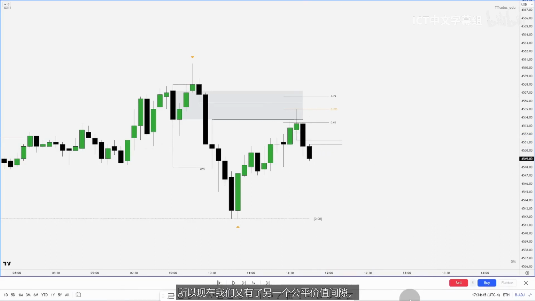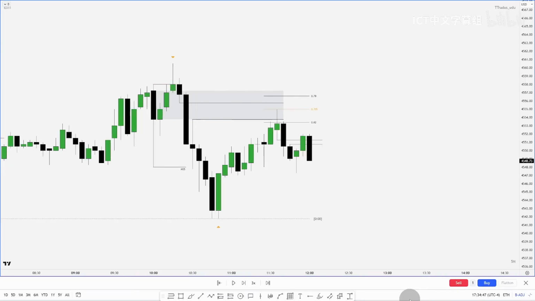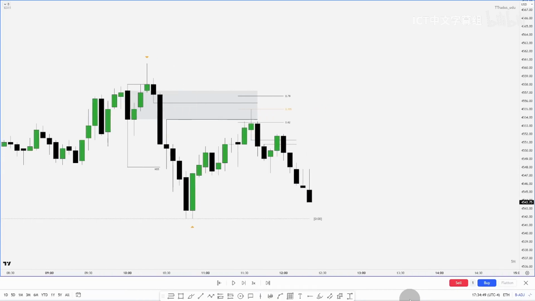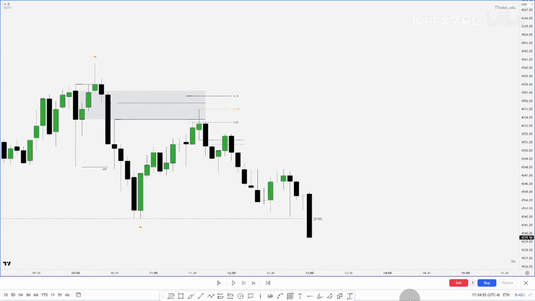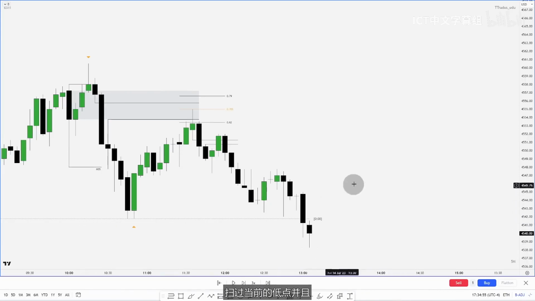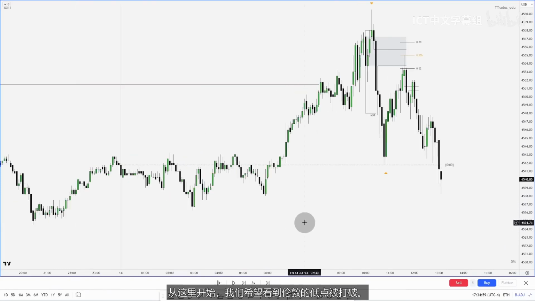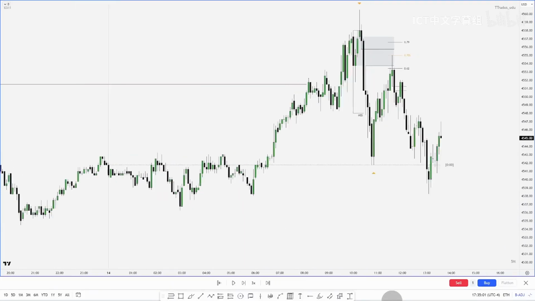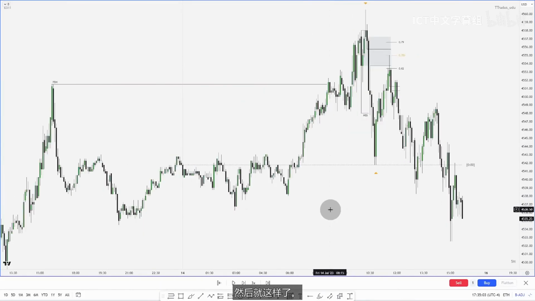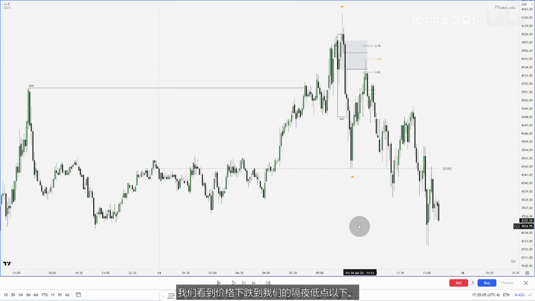So now we have another fair value gap. Price comes up into that, sweeps the current low, and from here we'd want to see London lows taken. So let's let that play out. And there we go. We get a move below our overnight lows.